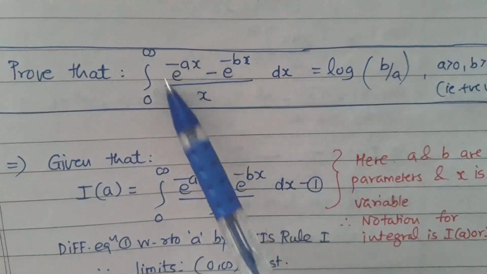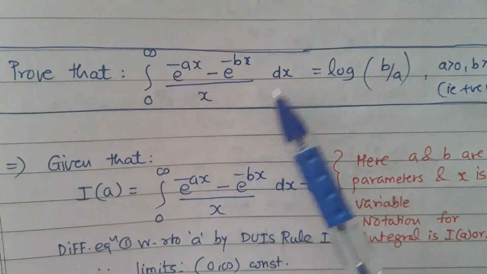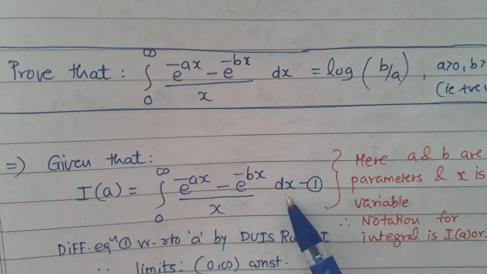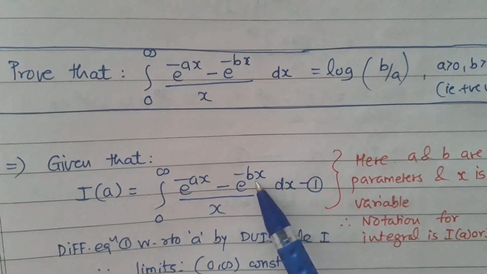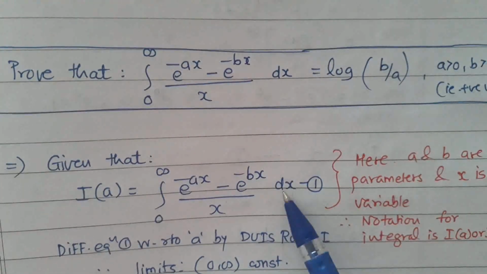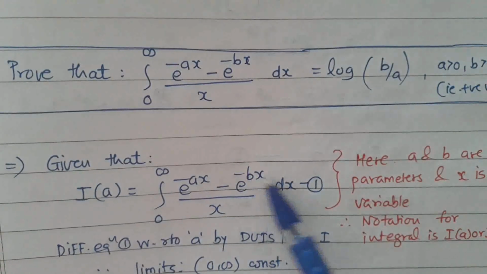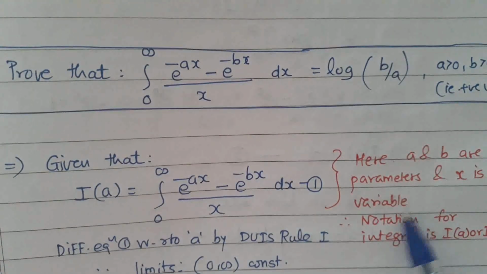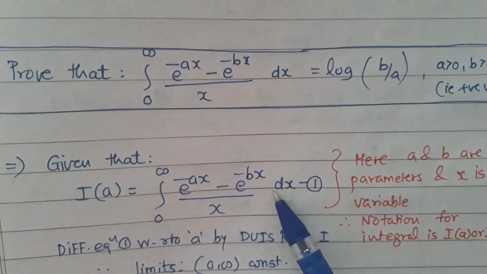If you observe the nature of the function here, this function is to be integrated with respect to x, and other than x, two variables occur, a and b. That means you can see that x is the variable and a and b are the parameters here. So this question has two parameters and one single variable x.